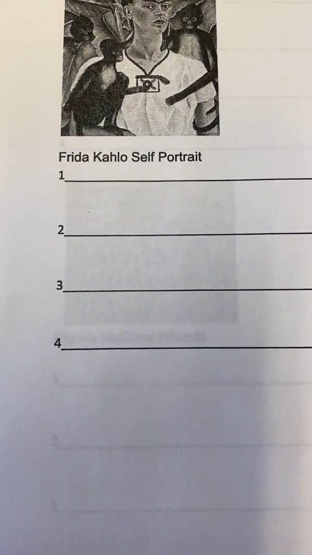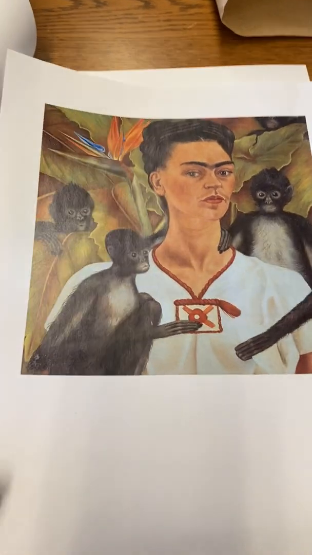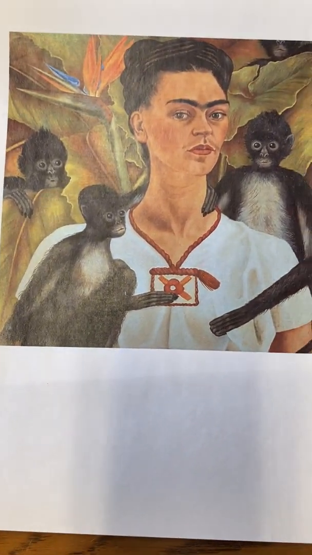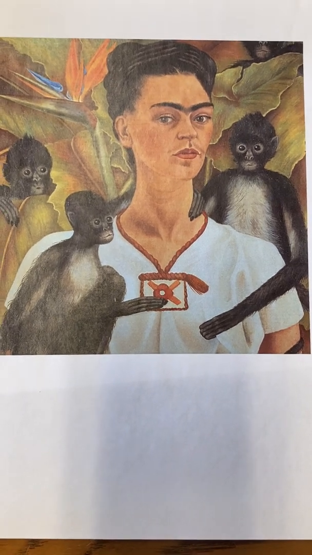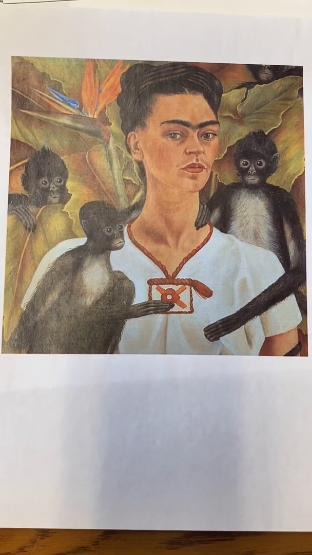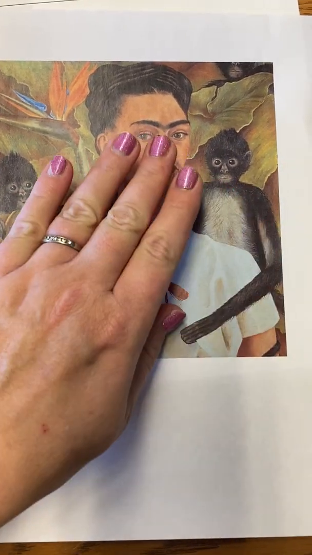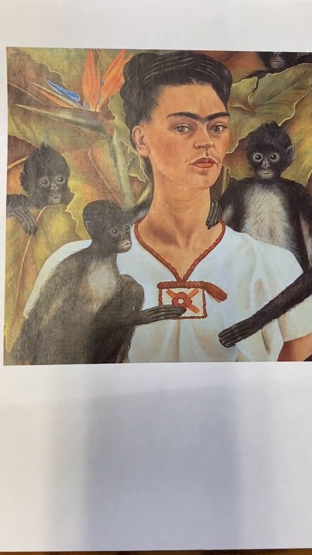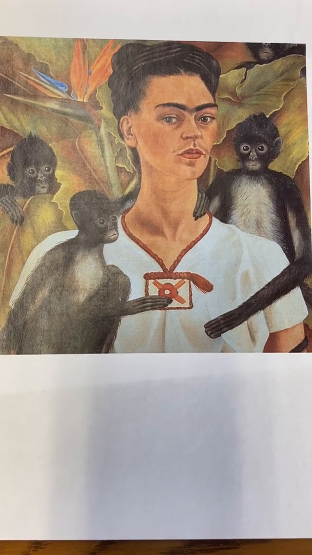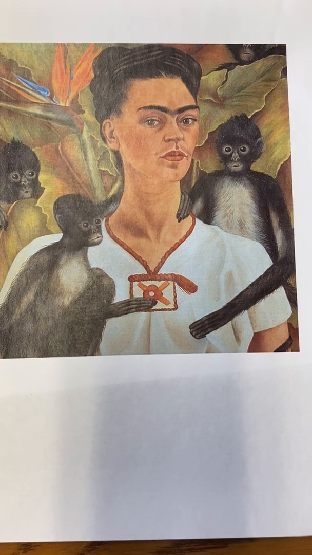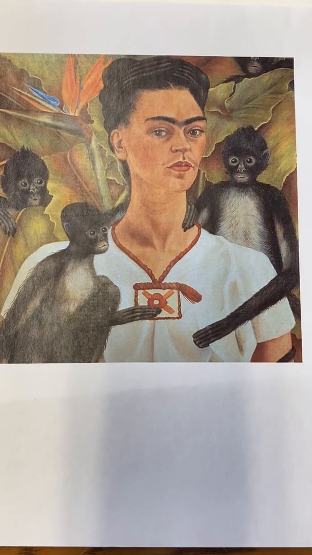Now this one's Frida Kahlo's Self-Portrait with Monkeys. What is going on here? How's she feeling? Yes, she has a unibrow and a mustache, but besides those two things, look at the monkey's arms. Look at what she's wearing. How tall she's standing.